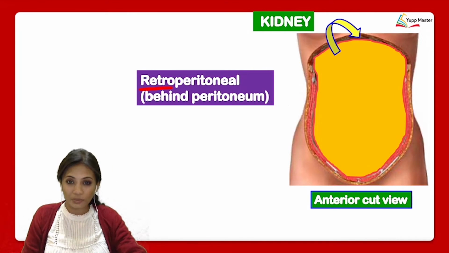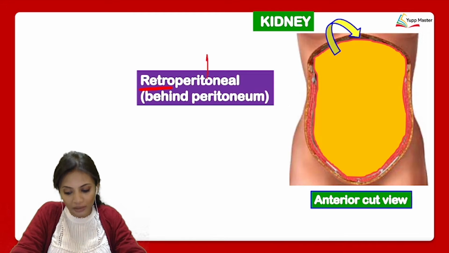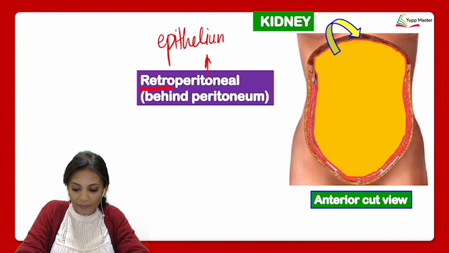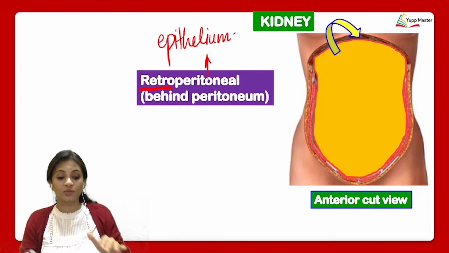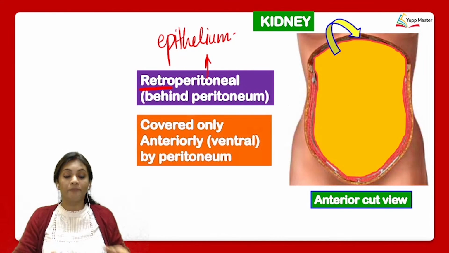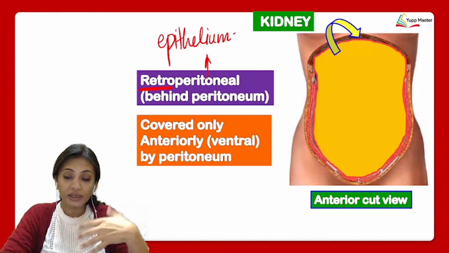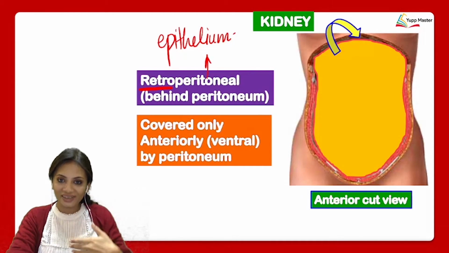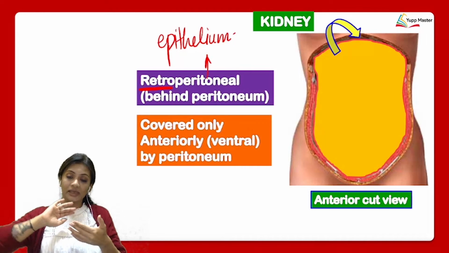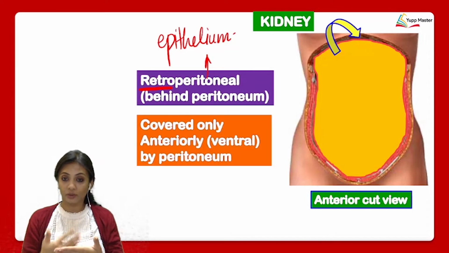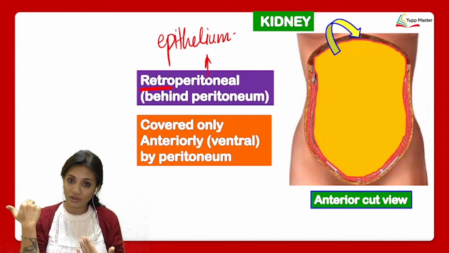Okay, what is peritoneum? Peritoneum is nothing but epithelium. Okay, epithelium is a type of tissue, and that's what peritoneum is made up of. All right, now this peritoneum is covering the kidneys, but not from the backside. Peritoneum is only covering the kidneys from the anterior part. Okay, the backside is attached to the dorsal body wall.